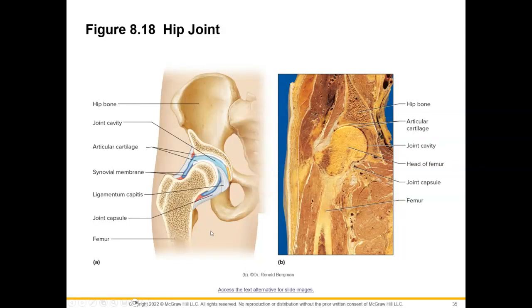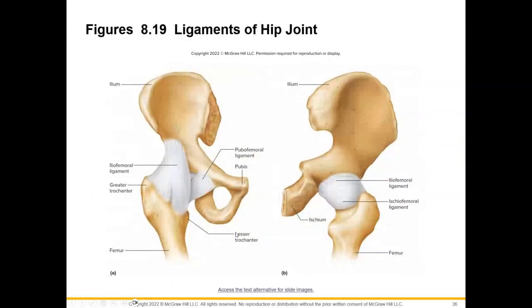Okay, this shows that joint. Now, one reason why we have more problems, of course, with this joint, and also one reason why it's much better reinforced, is because it takes so much of the weight of your body and a lot of impact. Okay, here we again see the ligaments of the hip joint.